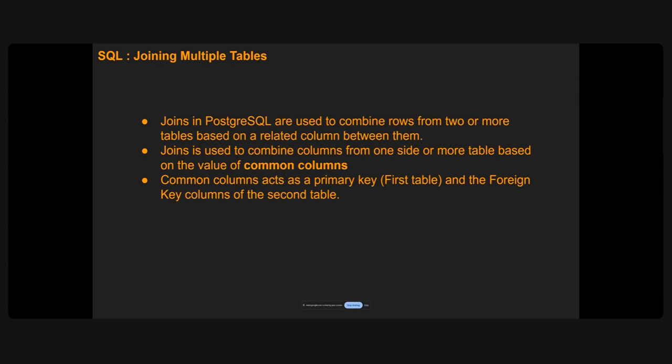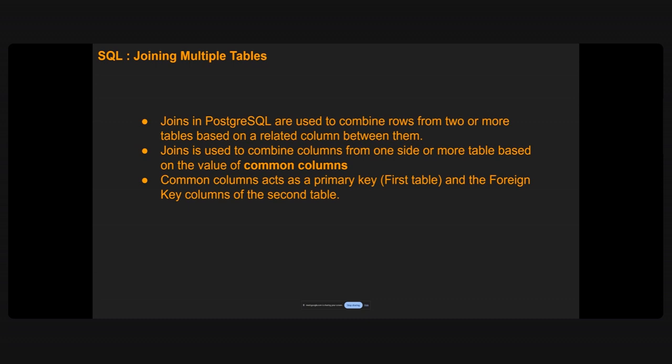Okay, and common columns act as a primary key. See the third statement, common column. You have a common column called employee ID in all these three tables: the employee table, the department table, and the third one is the HR table. And you have the payroll table, where you get salaries and all, right?